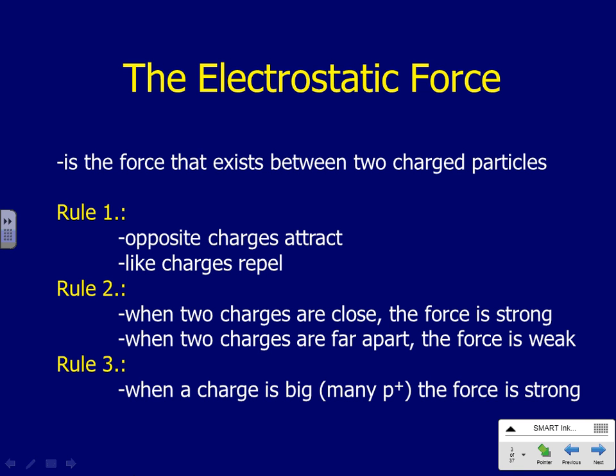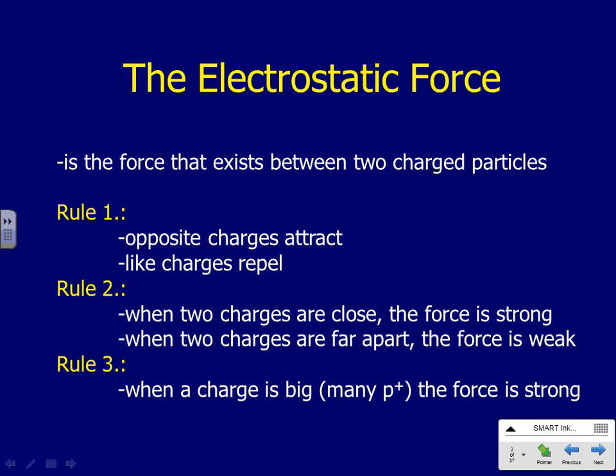Essentially, if I had a big magnet, stronger force. If I've got a nucleus with a lot of protons in it, then that's going to pull harder on the electron because there's a lot of positive charge there. Okay? All right. Now, those are the essential rules. Let's now apply them to our atoms.